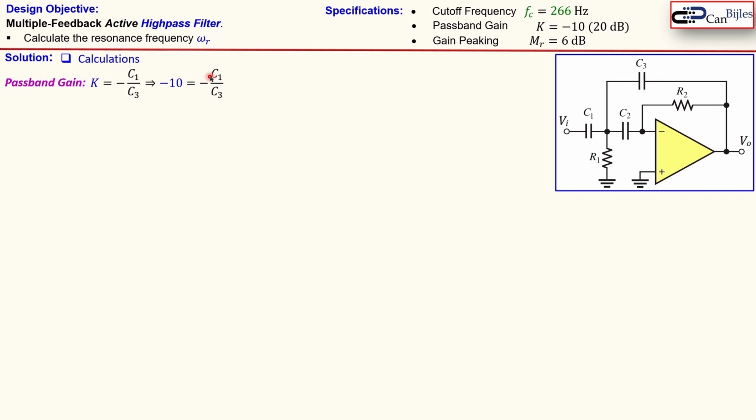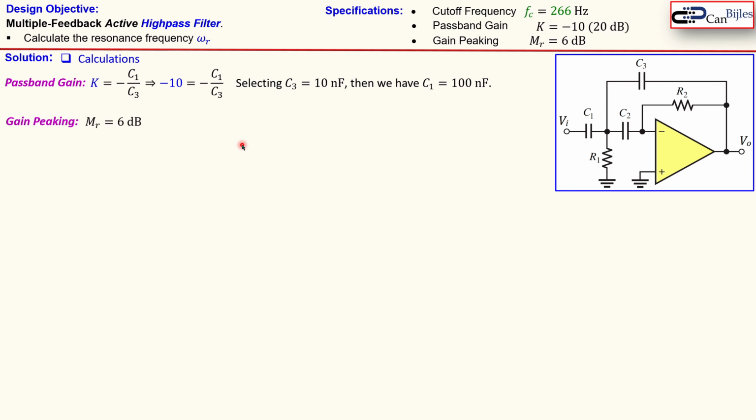So we can say, let's select, for example, C3 as 10 nanofarads, just arbitrary. Then we have this here, which is 10 times larger, which is then 100 nanofarads. So in this case, we have selected C3 and we have calculated from there the C1. So C3 and C1 are now known.